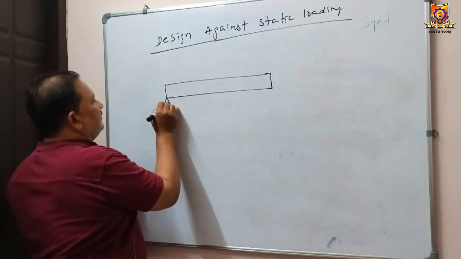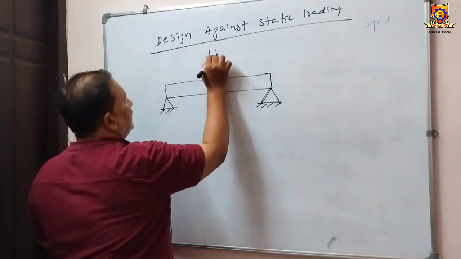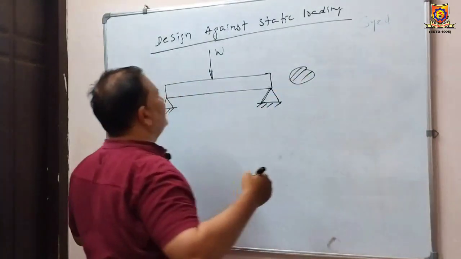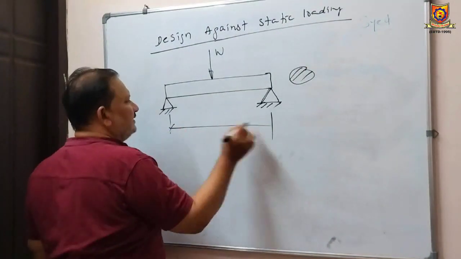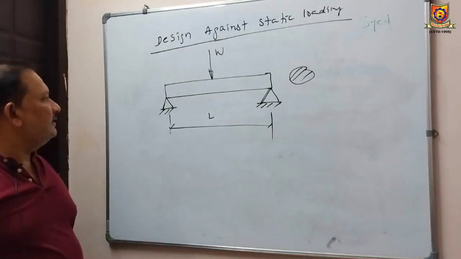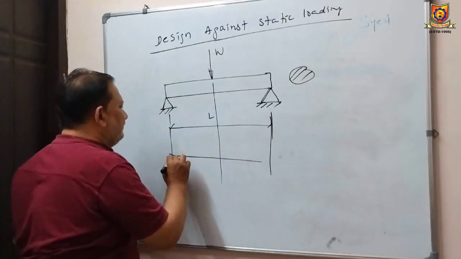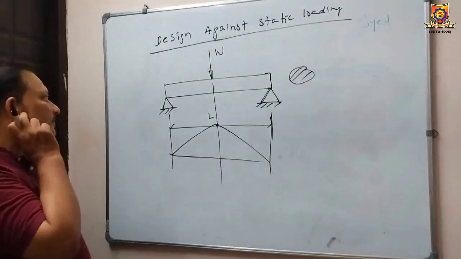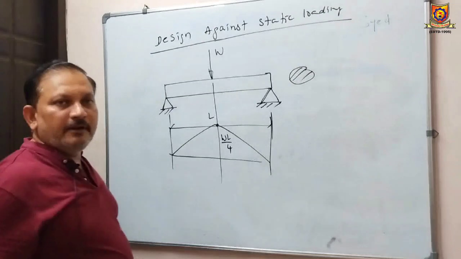Now, let us consider a beam. It may be a circular section or triangular section. So the cross section may vary for this beam. Let us say L is the span of the beam, and let us say load is acting at the center of the beam. If you draw its bending moment diagram, maximum bending moment is going to occur at the middle of the beam. That is WL by 4.